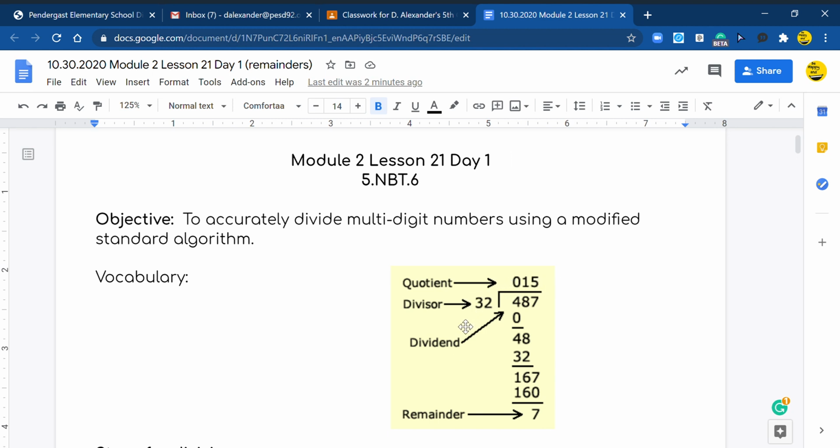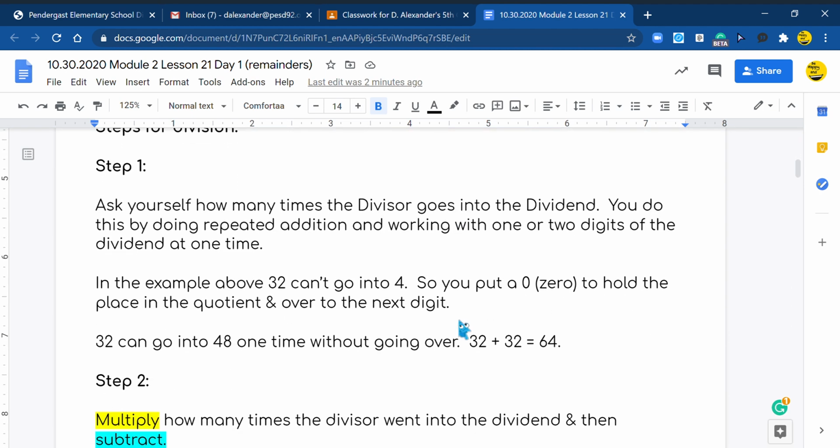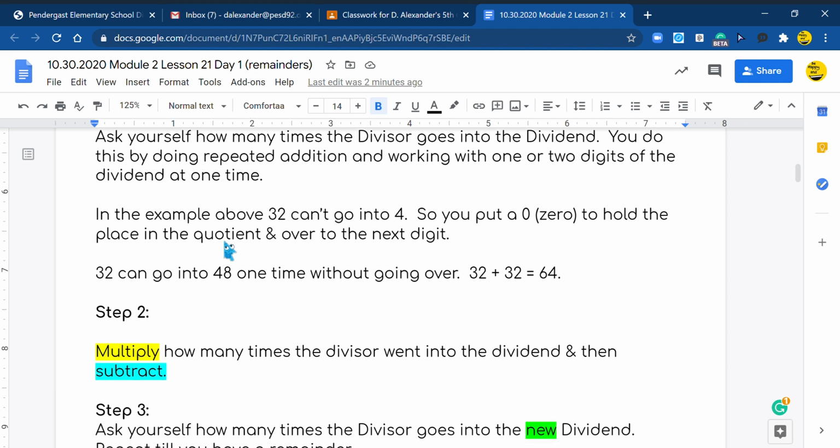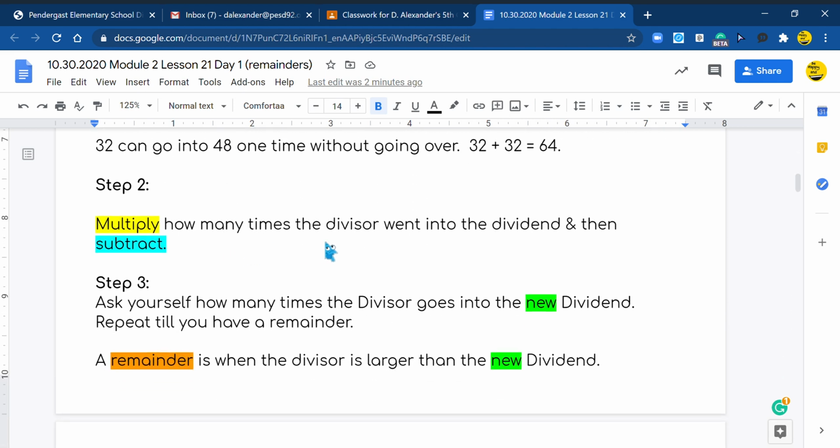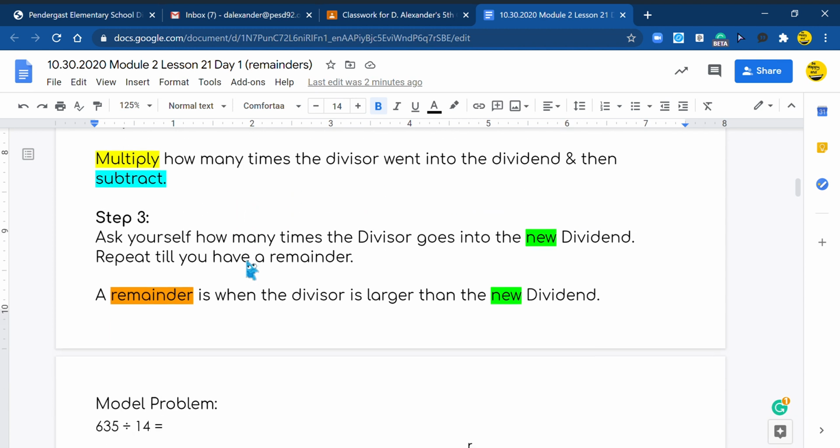So I know you guys have this, so let's quick review the steps. Number 1, ask yourself how many times the divisor goes in the dividend. You do this by doing repeated addition, working with 1 or 2 digits of the dividend at a time. Step 2, multiply how many times the divisor went into the dividend and then subtract. Ask yourself how many times the divisor goes in the new dividend. Repeat till you have a remainder. Now remember, the remainder is when the divisor is larger than the new dividend.